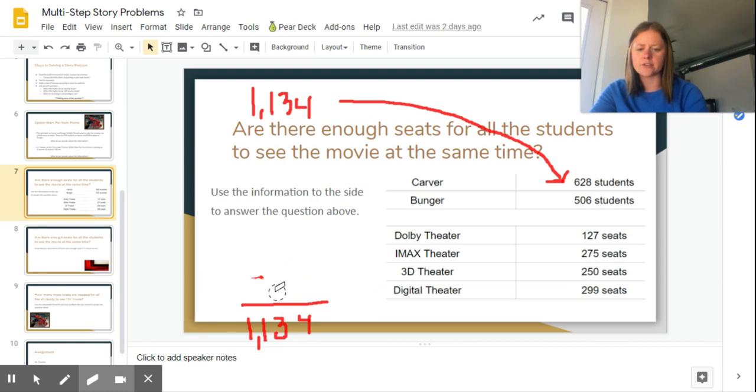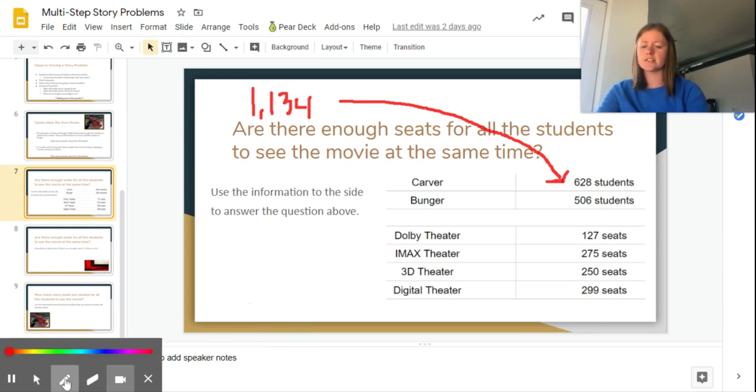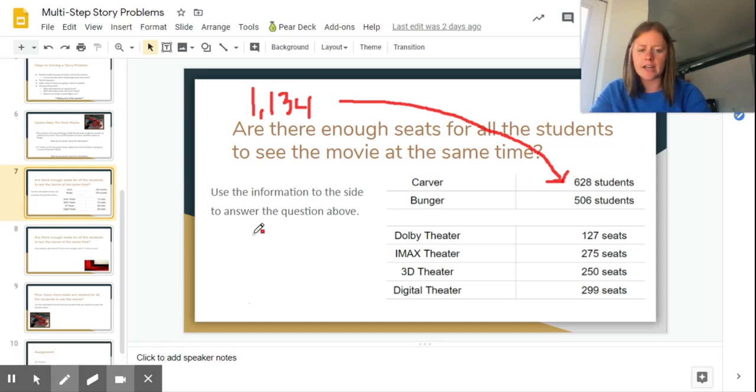Okay, so the next thing we've got to figure out is how many total seats are available, right? Because now we know how many students there are. Now we've got to figure out if there are enough seats for everyone to go. So we're going to add all 4 of our numbers of seats, and that'll tell us how many seats are available.